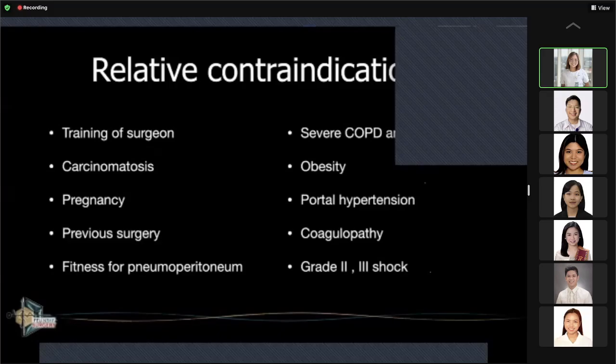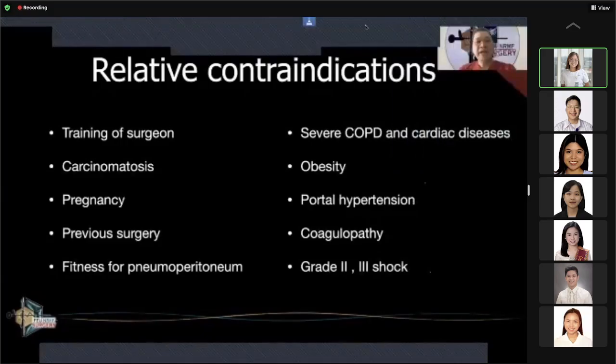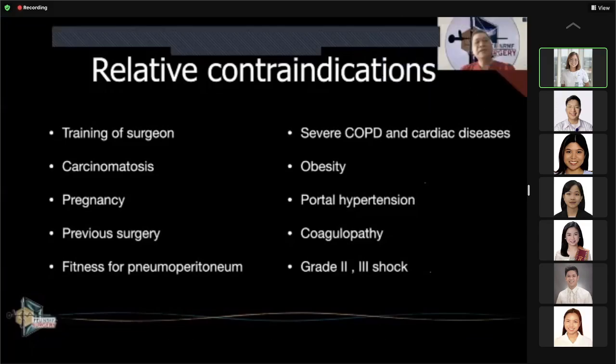Relative contraindications. So training of the surgeon is very important because you need a lot of manipulation, and you need to observe your patient, check your patient, and at the same time, you worry about the procedure and the possible complications. Carcinomatosis, pregnancy, previous surgeries, and the rest. These were relative contraindications before. So meaning it is dependent, or it rests on the surgeon or the expertise of the surgeon.